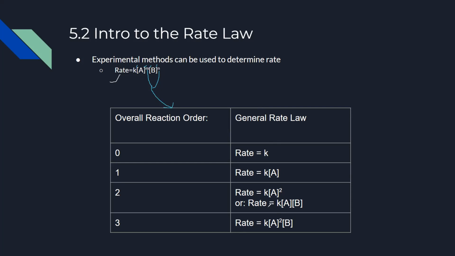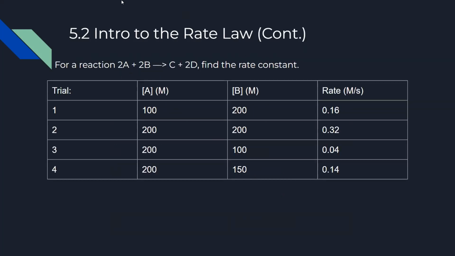And this chart shows the overall reaction order from 0 to 3. There are more reaction orders, as you can see in the problem we'll do in a bit, and the general rate law for them. So just 1 second to write it down if you want. And okay. So let's try a problem.